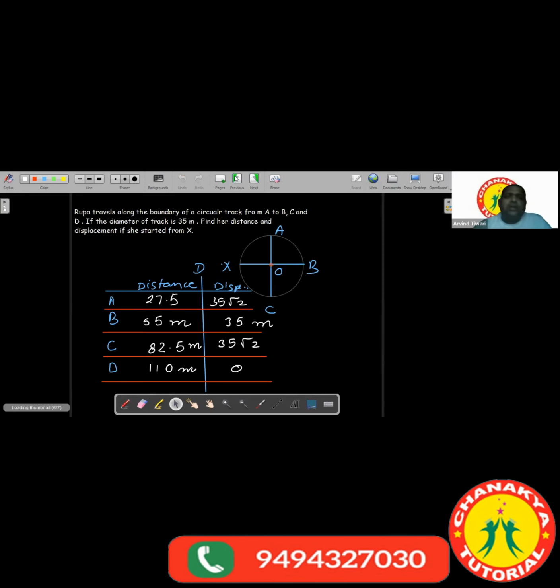Sir, in the previous question, why did we get 35 root 2? Or not 35 root 2, you will get 35 over root 2, I think. 35 is the diameter. Yes, sir. So again, I took the radius as 35. You will be getting 35 by 2 multiplied by root 2, so you will get 35 over root 2.